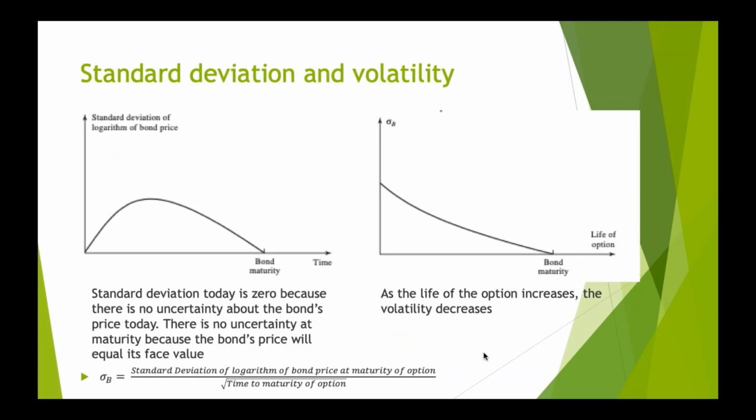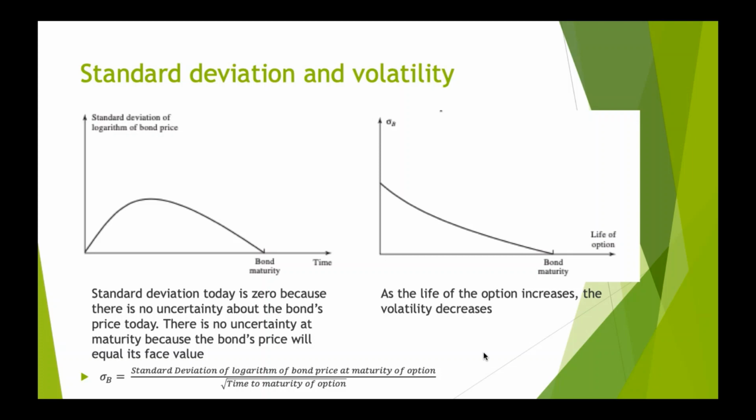When referring to standard deviation and volatility of the bond options, we can see that the standard deviation today is 0. This is because there is no uncertainty about the bond's price today. And it is also 0 at the maturity, because there is no uncertainty either. This is because the bond's price will be equal to its face value. So we can see the standard deviation first increases and then decreases until it gets to maturity at 0.